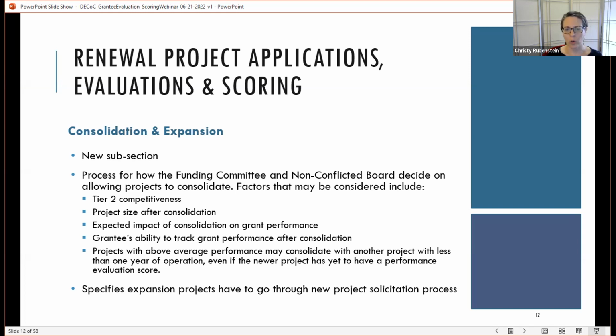There's also language around expansions. Renewal projects might be interested in expanding their project in any given year. It's just clarifying that that would need to go through the new project selection process, because an expansion project is actually considered a new project in the NOFO process.